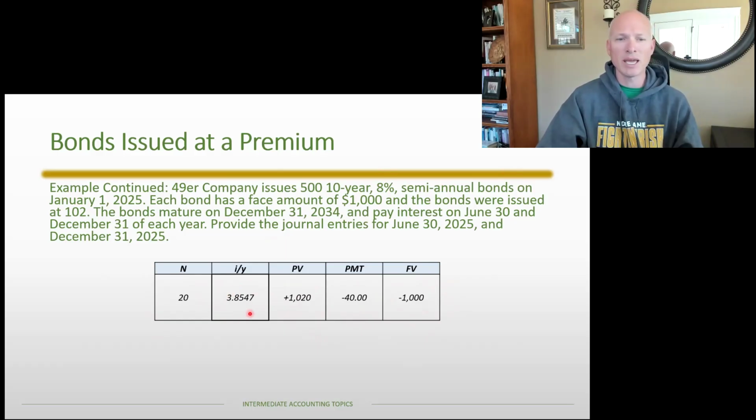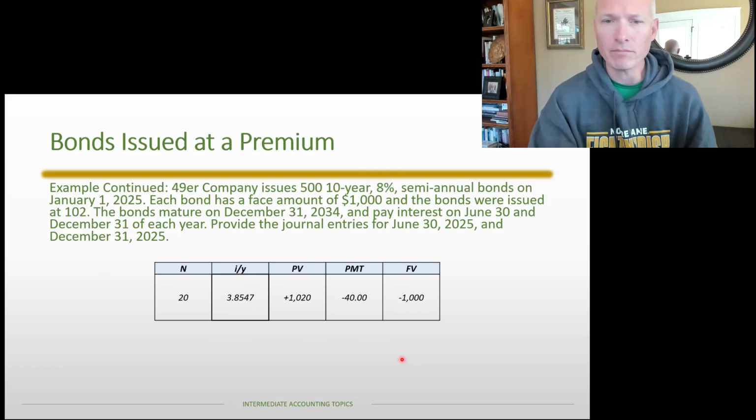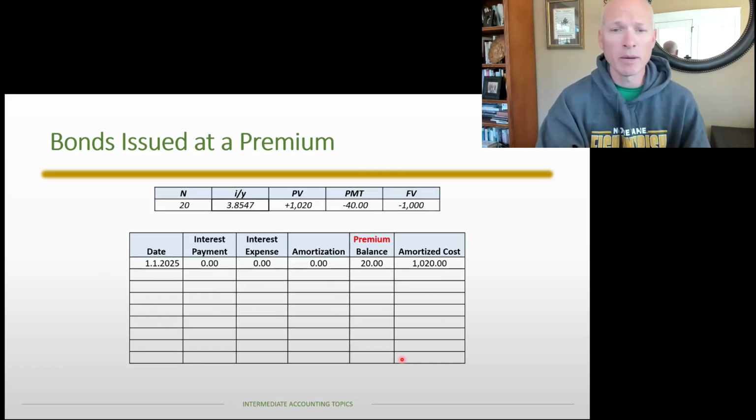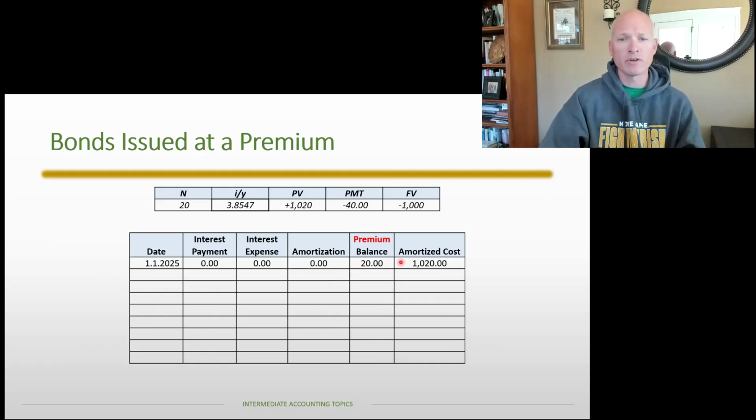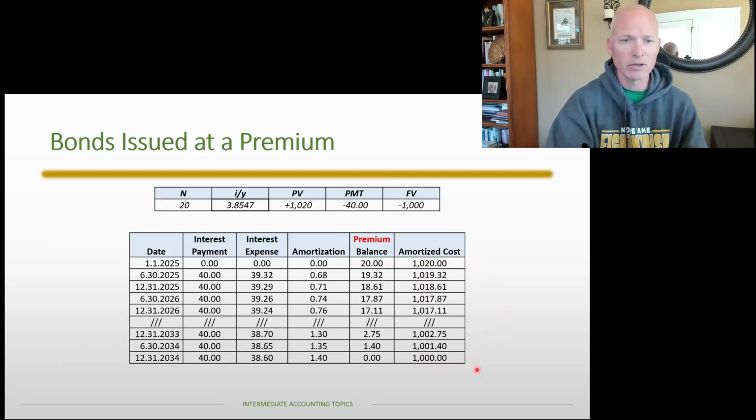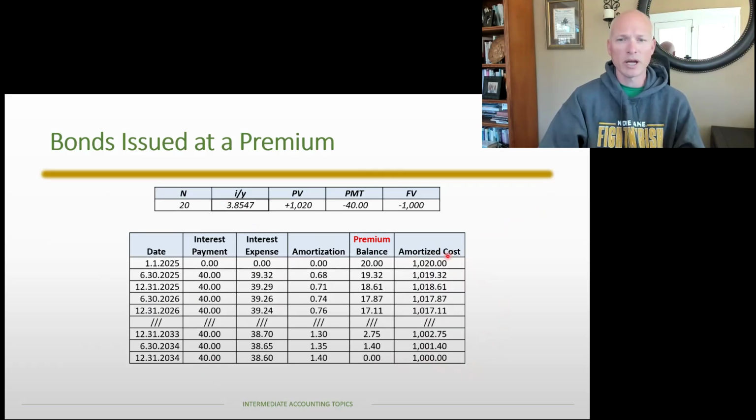3.8547. That would be the semi-annual yield, which we would expect, and is slightly less than the semi-annual bond rate of 4%. So much like we've been doing, we then create the amortization table. With the premium, the difference is we're starting at an amortized cost that's above the par value. Over time, that amount will get reduced so that at maturity, the amortized cost will be equal to the par value. We have the payment that never changes, and the interest expense is the yield times the prior amortized cost. The amortization is the difference between the two. And of course, over time, we're reducing the premium balance.